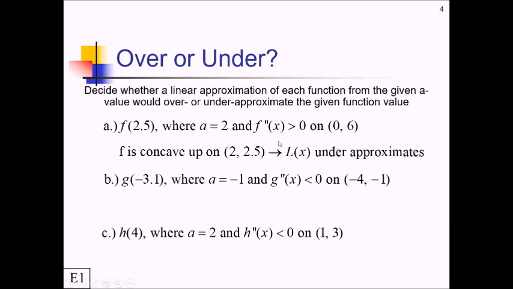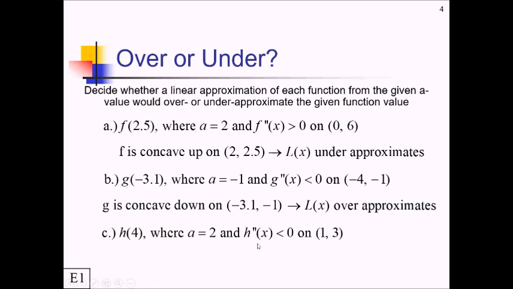All right, pause the video and try out the next two. All right, so for this one, we're trying to approximate g of negative 3.1 from a equals negative 1. And we see that we're concave down all the way from negative 1 to negative 4. So that includes the interval from negative 3.1 to negative 1. We know that interval will also be concave down for the g function. Therefore, L of x is going to over approximate on that one.